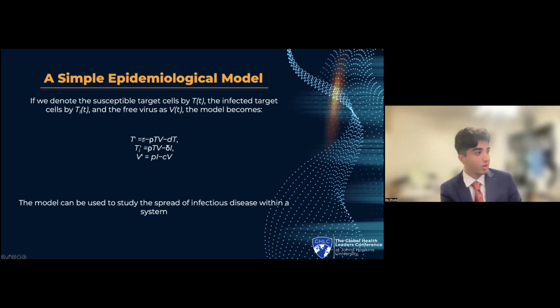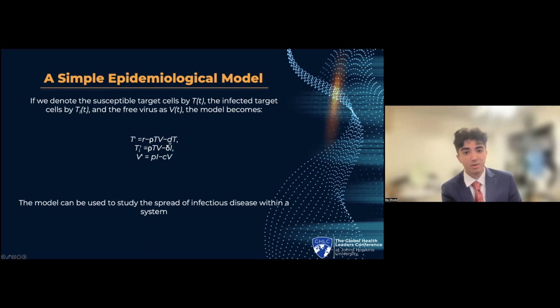Now, I want to go over what these parameters mean. If we look at this first state variable, capital T, it says that the rate of change of the target cells is equal to r. r is the reproduction number. This says that, as the target cells divide, they increase. This second term says that as the viral cells increase, the target cells will decrease and become infected.